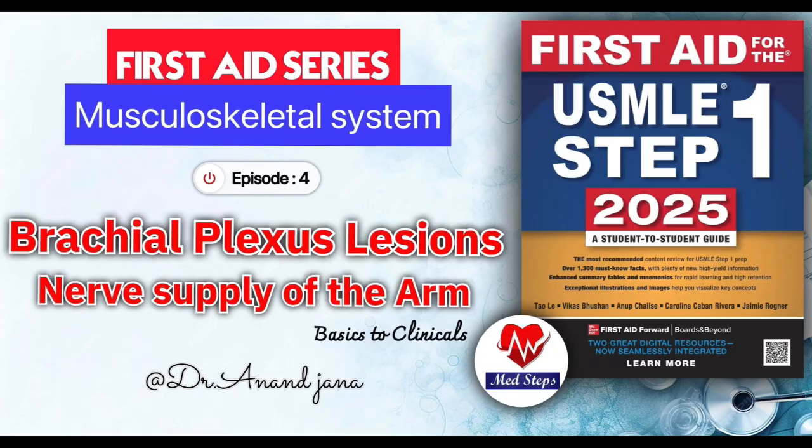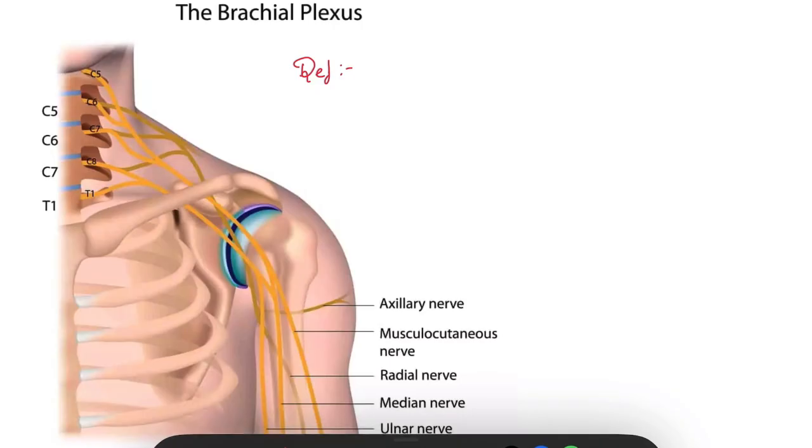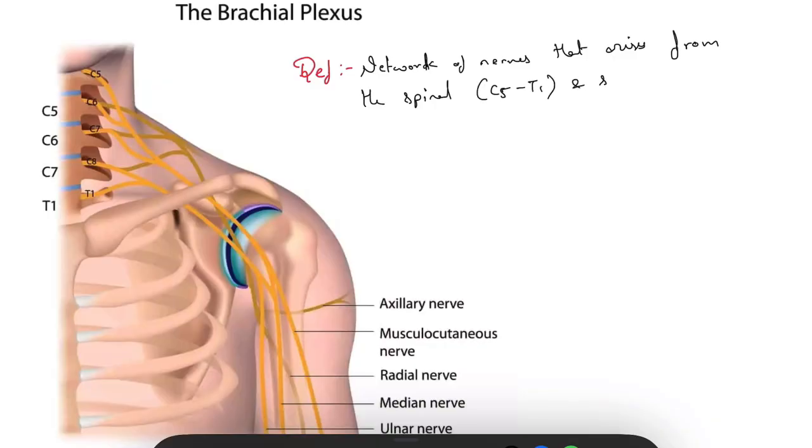Okay, so let's go. What is the brachial plexus? Brachial plexus means a network of nerves that arises from the spinal cord. It's easy. It's a network of nerves arising from the spinal cord at levels C5 to T1, and it supplies the hand, the total arm.